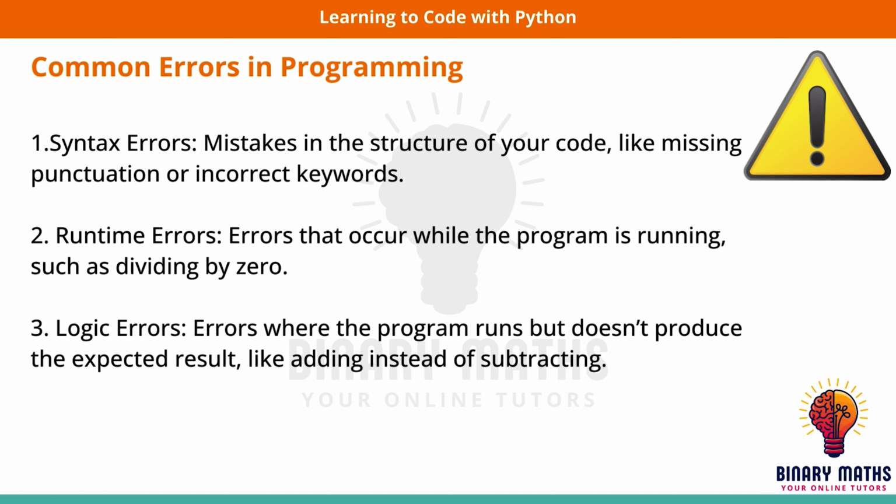Runtime errors. These happen while your program is running. For example, if your program tries to divide a number by 0, it will crash because that's not allowed. Logic errors. These are the trickiest because your program will run, but it won't do what you want it to do. For example, if you write an algorithm to add two numbers, but accidentally subtract them instead, that's a logic error. Don't worry if you make these mistakes, everyone does. The important thing is to learn how to find and fix them.